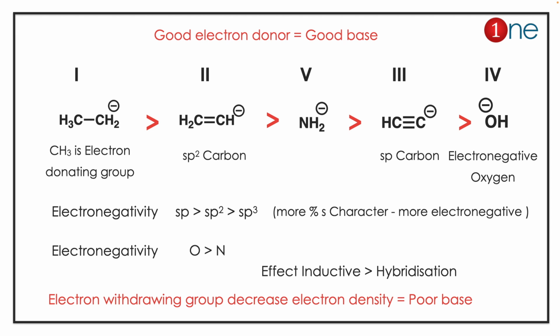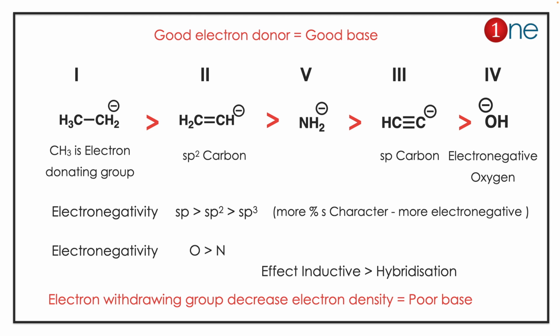First one will be the ethyl anion, because CH3 is an electron donating group, which increases the electron density. Then the sp2 hybridized carbon because of its electronegativity. Then NH2 minus comes because nitrogen is least electronegative. Then sp hybridization, which is more electronegative. Least one will be the oxygen.